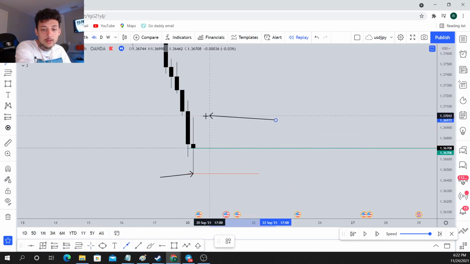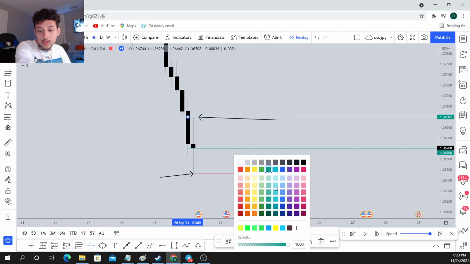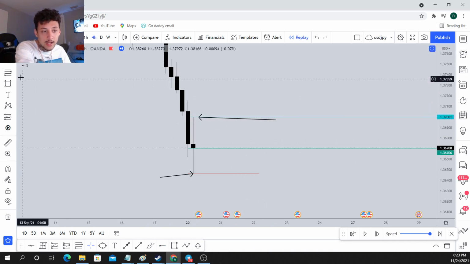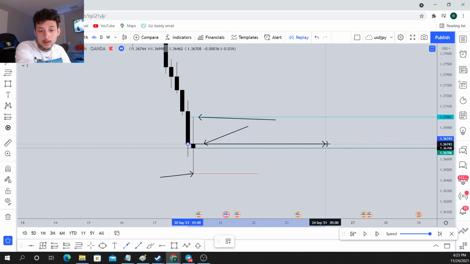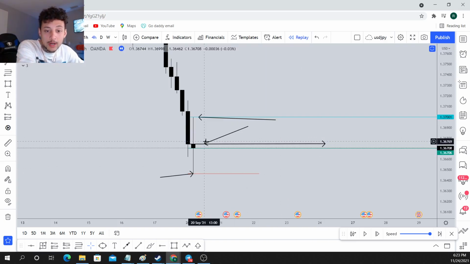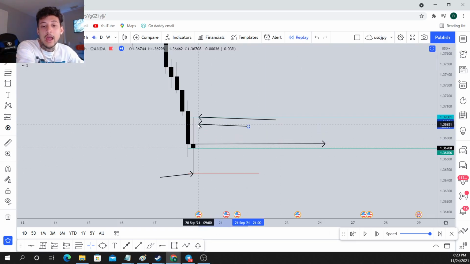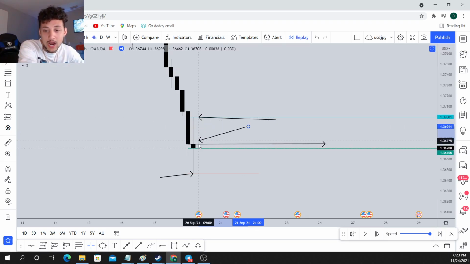Now this up here, let's make this a blue line. That is going to be the highest high. Then I'm going to mark this right here, which is the open of the candlestick itself. I'm just going to leave that there. Notice how there isn't a highest close. That's simply because this candlestick did not close bullish, so there wasn't a highest close.